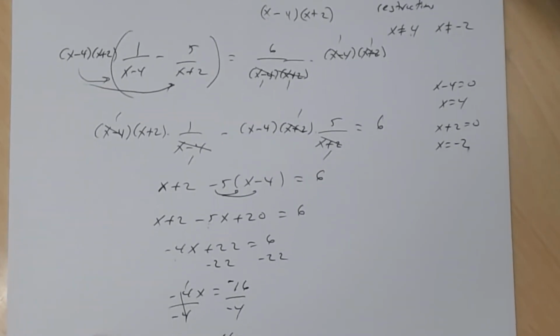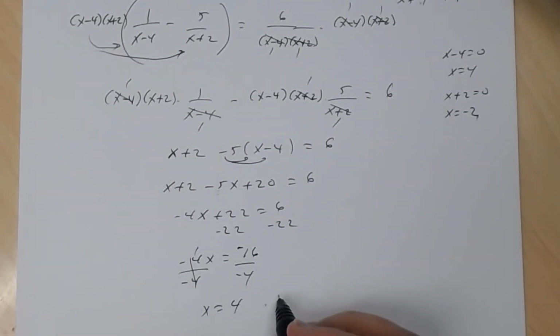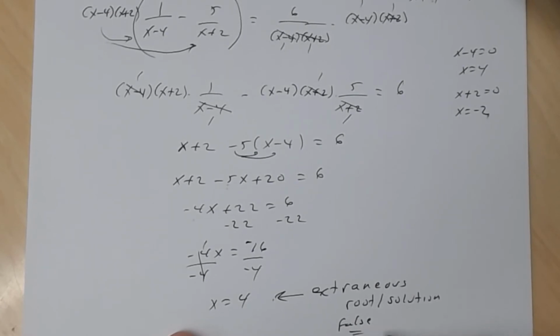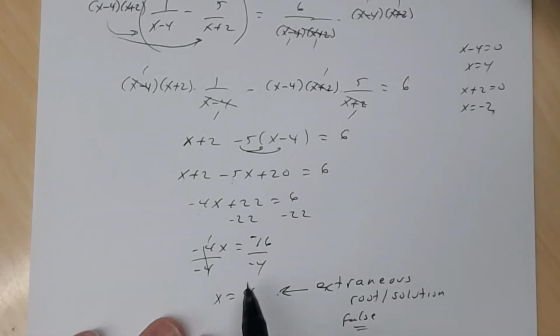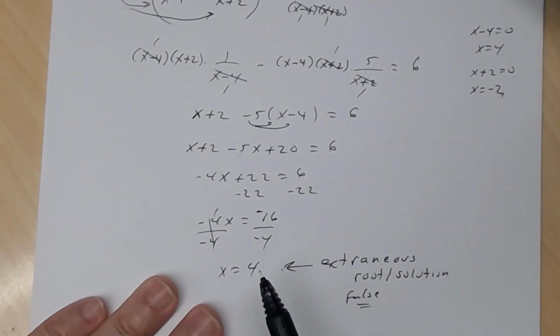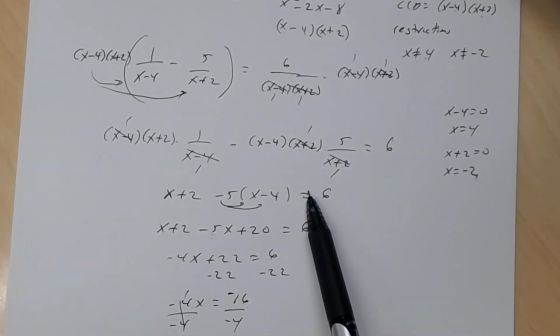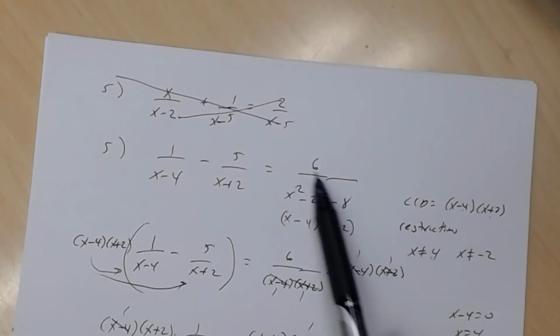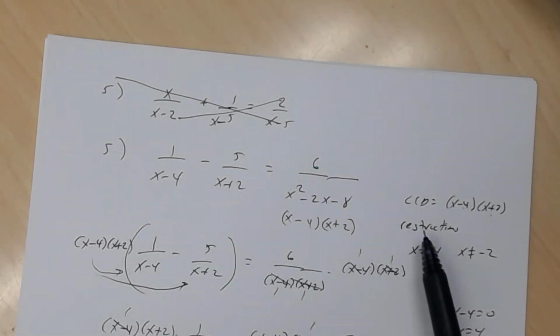So 4 is a restriction. Now this is called an extraneous root, E-X-T-R-A-N-E-O-U-S, extraneous root or extraneous solution. Think of the idea of false. That's a false solution. False solution because even though you solved the equation and got a solution to the linear equation, it's a false solution. It's not a solution to the original because of the restriction.